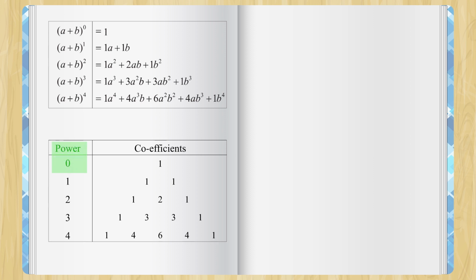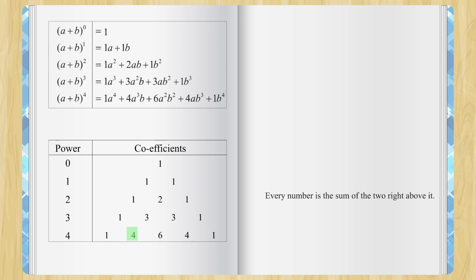So on the left column we have the powers, also known as index or indices for plural, and on the right we have just the coefficients. But I have arranged the numbers in this triangular pattern. It is a simple yet interesting arrangement of numbers in the form of a triangle where every number is the sum of the two right above it.